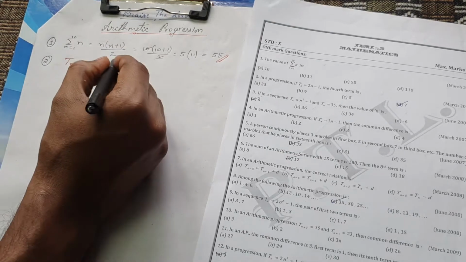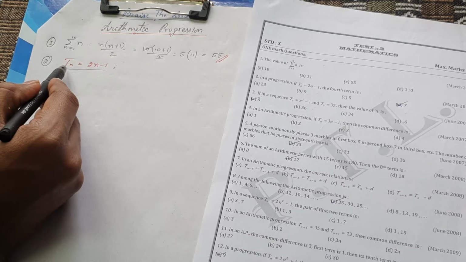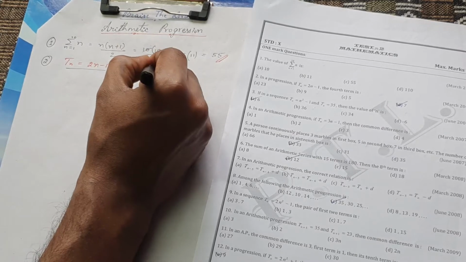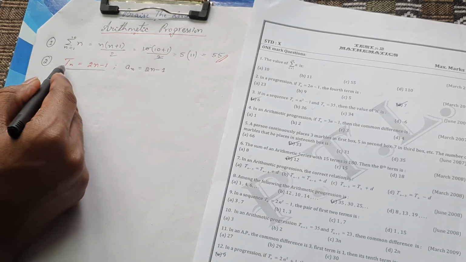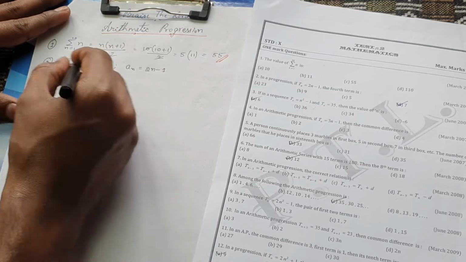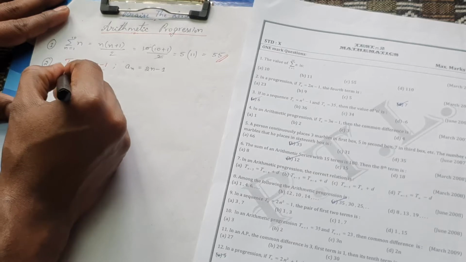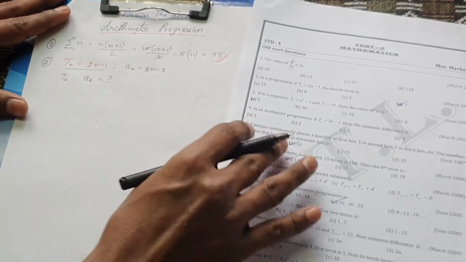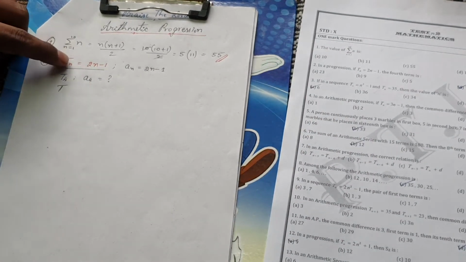You should remember that in the previous syllabus the terms of the AP were given as Tn, and in the current CBSE syllabus the same AP is given as an. They used to take Tn, now we are taking an. Now he wants to find the fourth term. Fourth term means I want T4 or A4. How do I find A4? Just substitute the value of 4 in place of n.